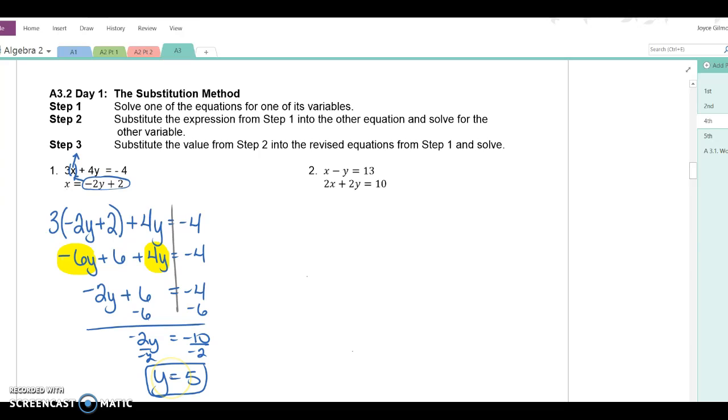Once we know that y is 5, we now need to go back to our original second equation and figure out what x is. So x equals negative 2 times y. We now know that y is 5, plus 2. So x equals negative 8.